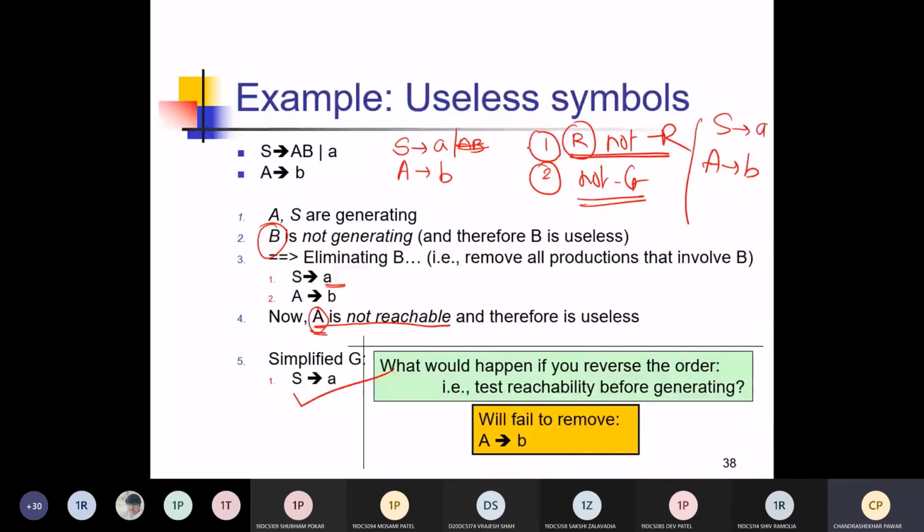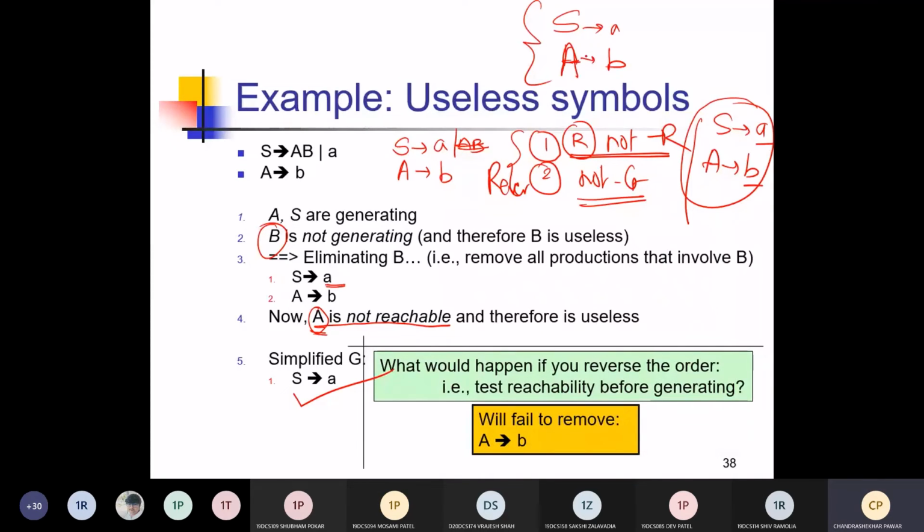Okay, we have reversed the order. It is a reverse order. So here S is also generating, A is also generating. So here is the final answer for this if we reverse the order. But here S produces A and A produces b. If we write it down as our final grammar, then there is a problem.